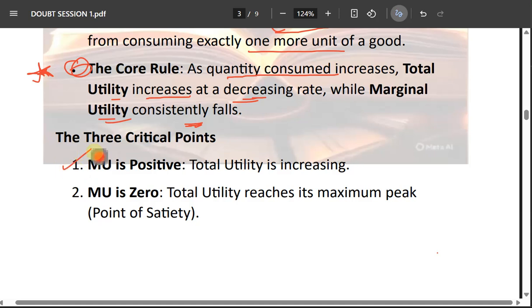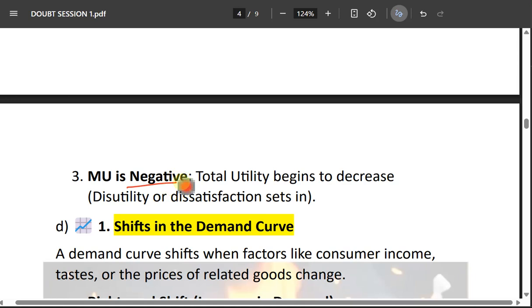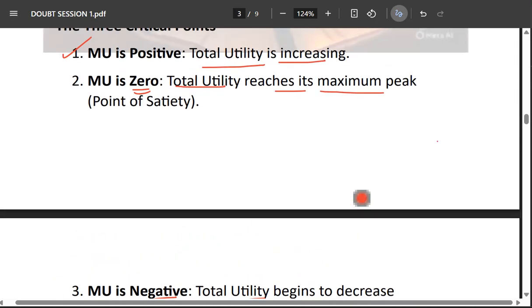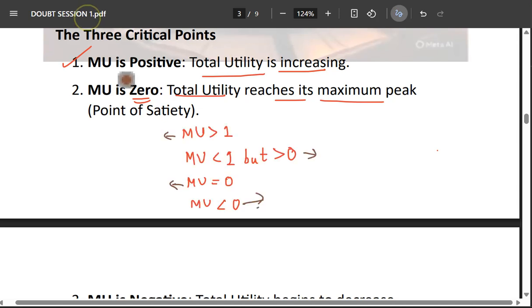Marginal utility is positive, so total utility is increasing. Marginal utility is zero, total utility reaches its maximum peak. Marginal utility is negative, total utility begins to decrease. Okay, I'll write some things, just take a pause. Okay, just see, I have written the things. Marginal utility more than 1, less than 1 but more than 0, 0, and less than 0. These are the conditions. If you understand these, it will be very easy.